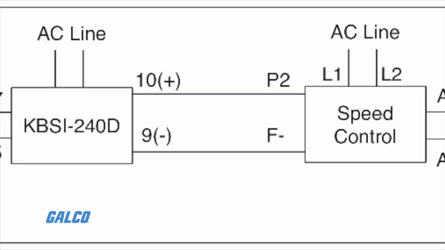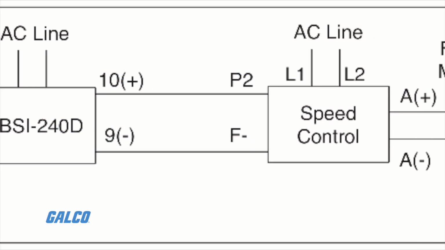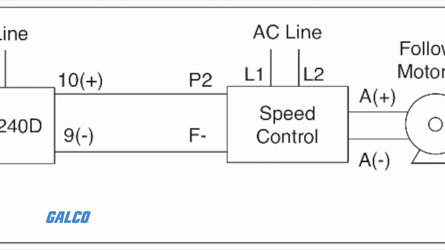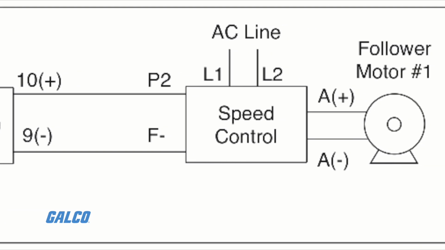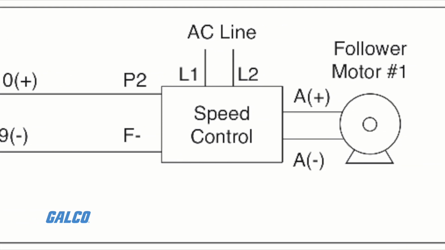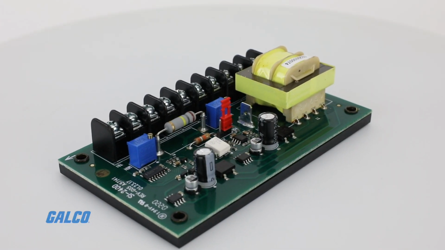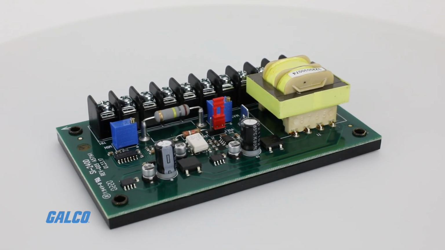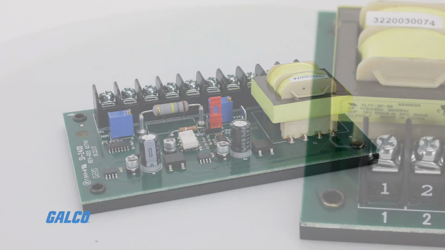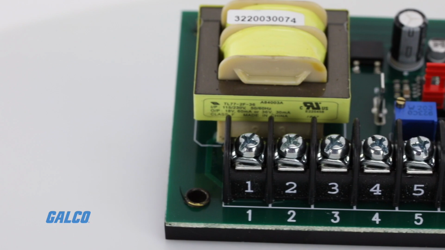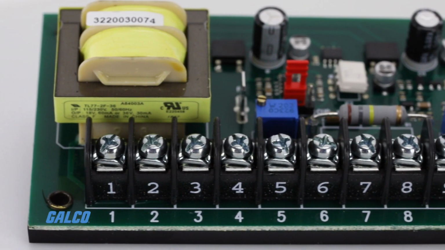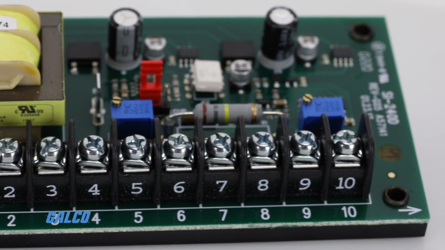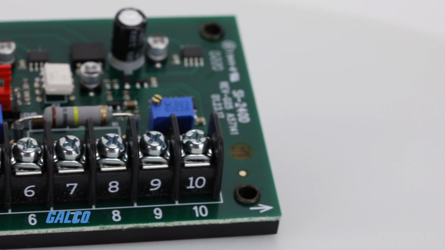The output of the signal isolator is connected to the input of any variable speed motor control with a voltage following input. The maximum output voltage of the isolator is 10 volts, which is a linear function of the input signal. The KBSI-240D is very versatile, accommodating a wide range of input voltages and input current signals.